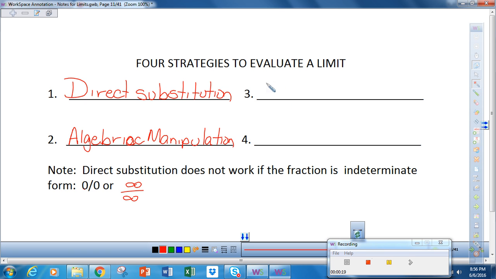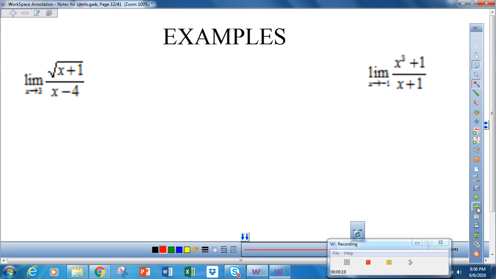The third thing we want to try is factoring. And then we want to try rationalization. Up until this point, math teachers have drilled in your head to rationalize the denominator. But here, we can sometimes rationalize the denominator, and sometimes we may rationalize the numerator. It just depends. We're just trying to get rid of the radical wherever it appears. All right, let's do some examples.